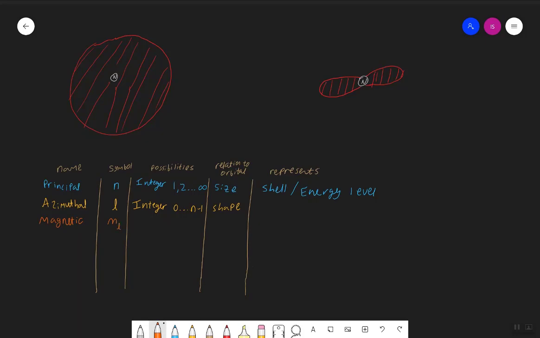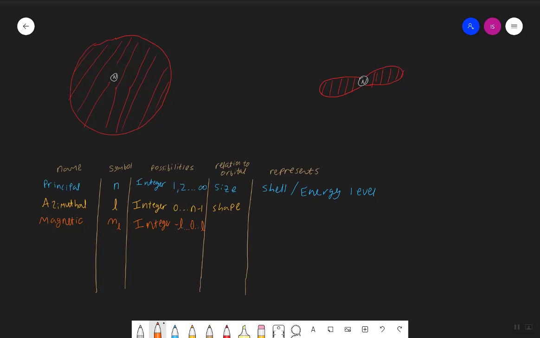And this can also only be an integer, but it can be negative. It can go all the way from negative L, it can be 0, up to L. So for example, if n is 2, L could be 0 or 1. If L is 1, then ML could be negative 1, 0, or 1.